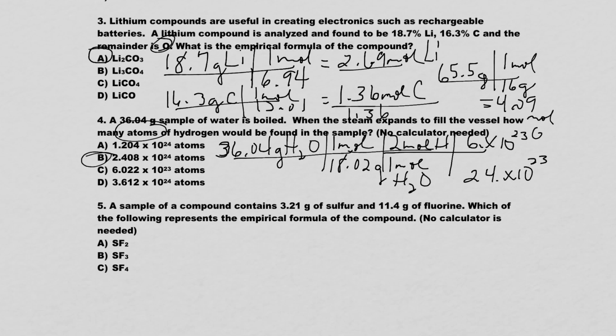Okay, number 5, looks like it says no calculators needed, so this might be another math problem. The sample of a compound contains 3.21 grams of sulfur and 11.4 grams of fluorine. Which of the following represents the empirical formula of the compound? Okay, so this sounds familiar from a problem earlier. The difference here being we don't have percents.